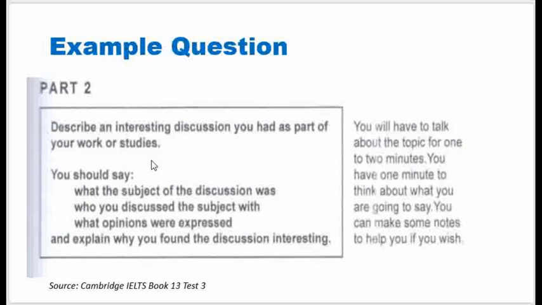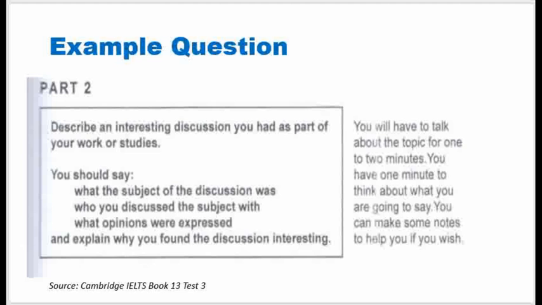So what should you say about that discussion? What the subject was. So you need to think about something on work or studies and then make that part of your discussion. And then the second bullet point is on who you discussed with. Say it's about studies, maybe you discussed with your thesis supervisor, your lecturer, your teacher. If it's your work, maybe you discussed with a work colleague, your junior at work, your senior at work, your supervisor at work, your boss, and such. What opinions were expressed? Now, those ones you narrow down according to the topic that you have chosen, and explain why you found the discussion interesting. Of course, this is a why question.